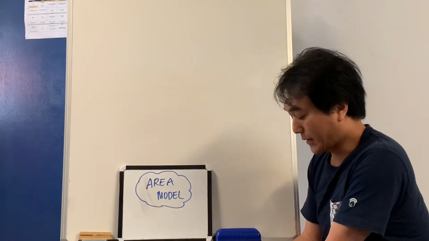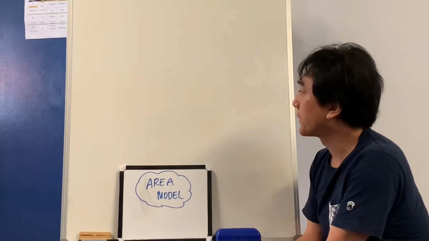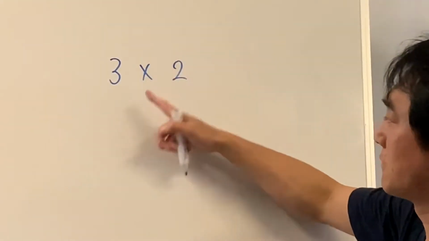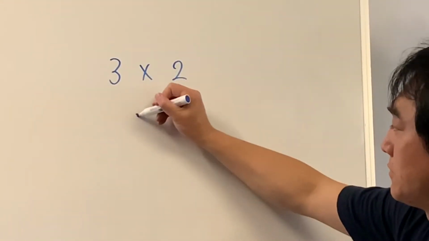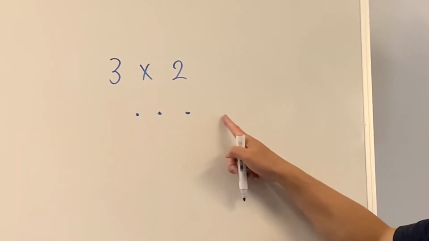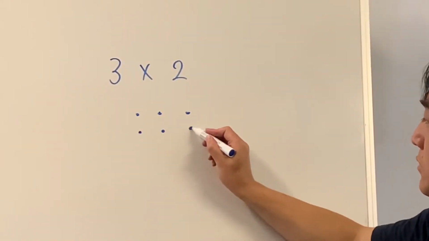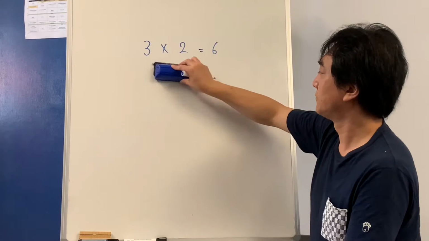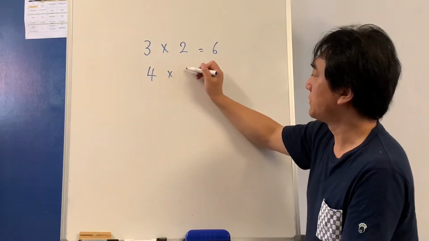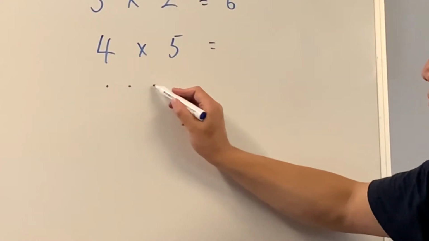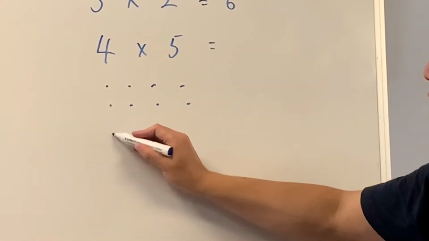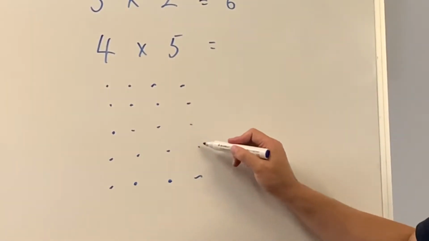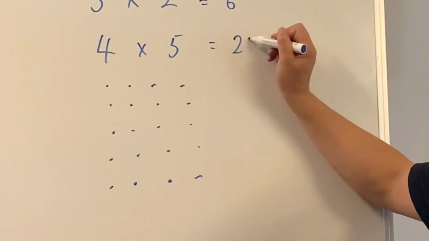Multiplication video. Now we're going to use the area model. So the area model looks like this. When we do 3 times 2, let's say 3 2s, that's 6, right? 4 times 5 is 5 rows. 4, 4, 4, 4, 4, 20, right?